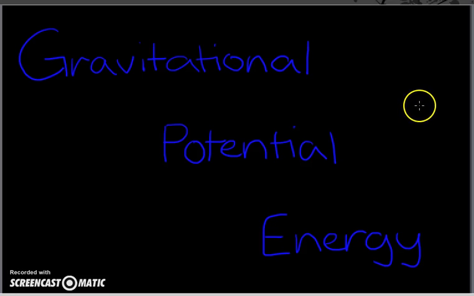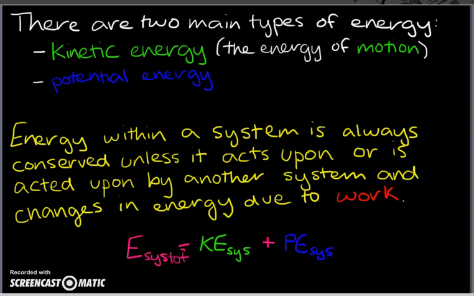In today's video, we are going to be talking about gravitational potential energy. As we said in our previous video, there are two main types of energy: kinetic energy, which is the energy of motion, and potential energy. As we also said in the previous video, energy within a system is always conserved unless it acts upon or is acted upon by another system and changes in energy due to work. Another way to say this is that the energy of an isolated system is always conserved.